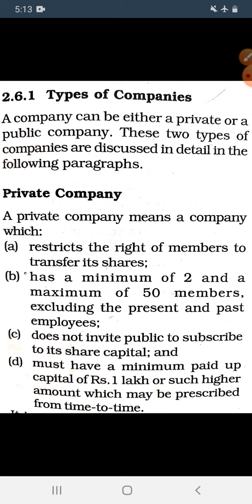The private company never invites the public to subscribe to their share capital, to purchase their shares.